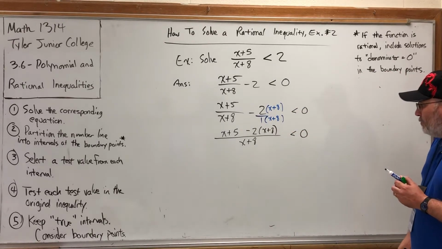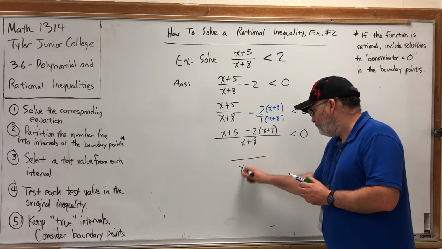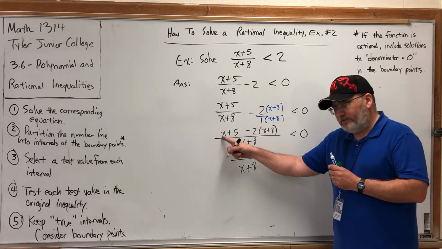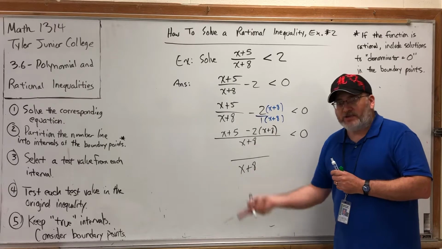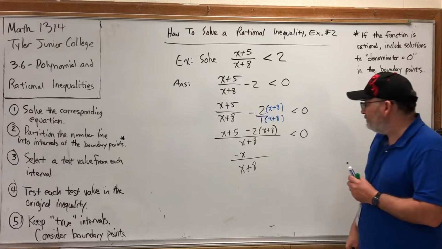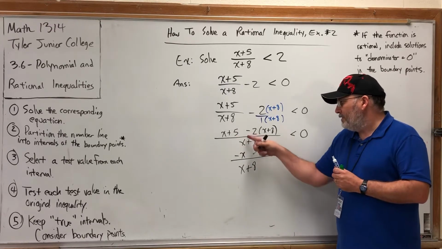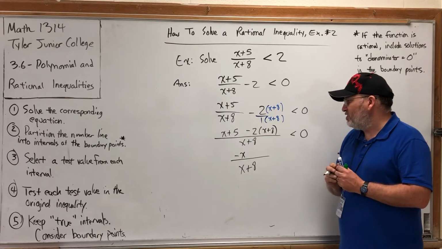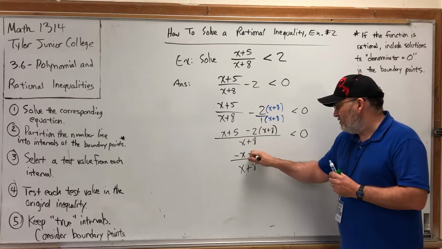We can clean up the numerator by distributing the negative 2 and combining like terms. Let's just do that verbally. Here's an x. If we distribute the negative 2, we have a negative 2x. X minus 2x is negative x. For the constants, here we have a plus 5. When we distribute the negative 2, we get negative 2 times positive 8, which is negative 16. 5 minus 16 is negative 11.